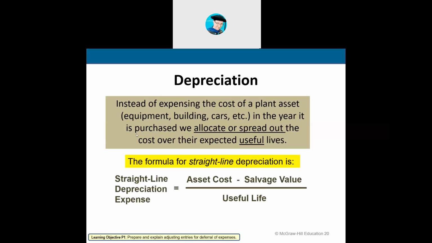Now, there are several different ways to calculate depreciation. This first one is the simplest way to calculate depreciation. It's called straight line. What straight line means is we are depreciating the asset the same amount over the useful life of the asset. Let's first talk about useful life. The IRS, who I do not like, tells us how long something should last in terms of accounting.